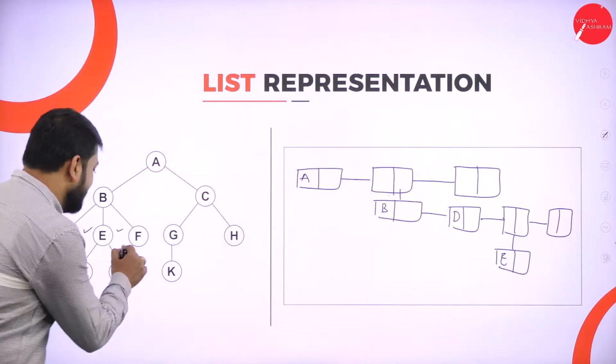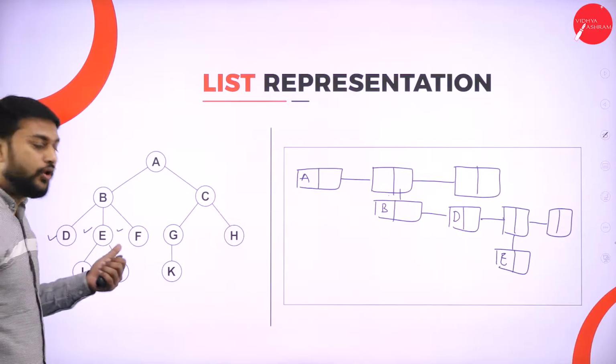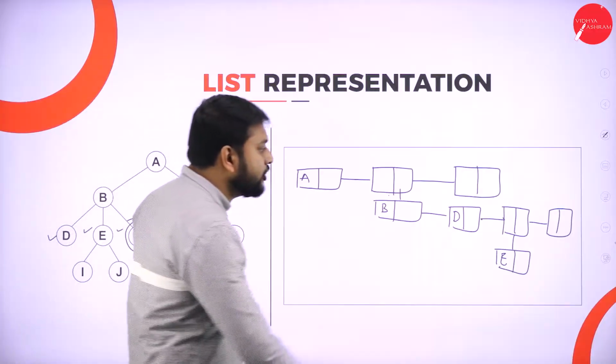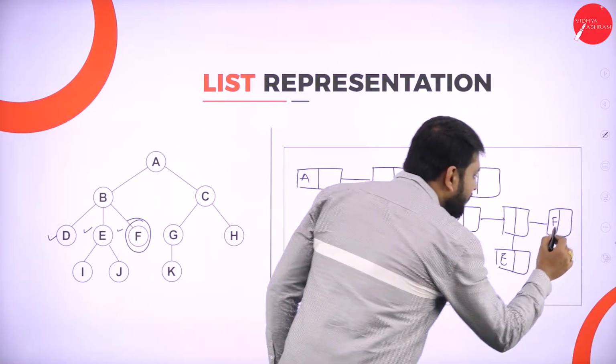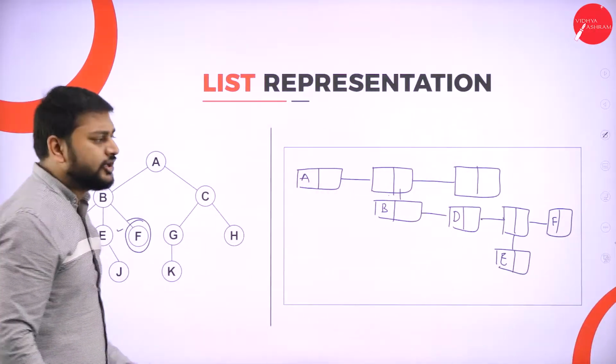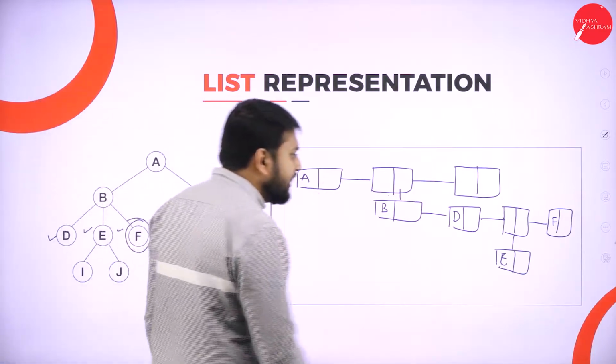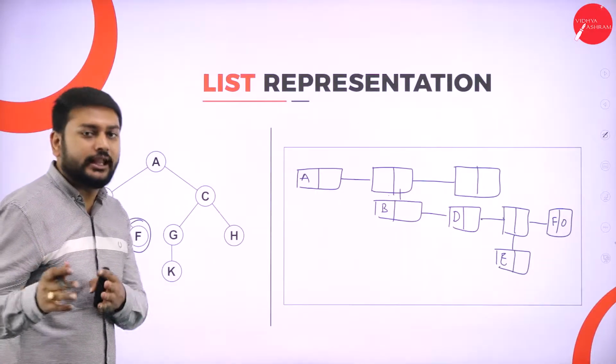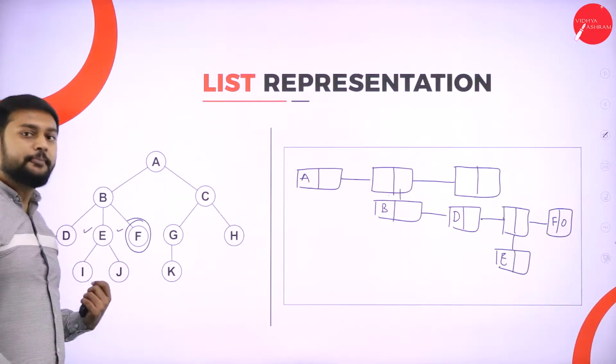Then after that, let me complete this level. What is the next node that I have for B? I have F. That's what you need to remember. Let me finish F. F has not got any child, so let me keep it as it is. At the end, in the reference part, you can just write it as 0, that is null.